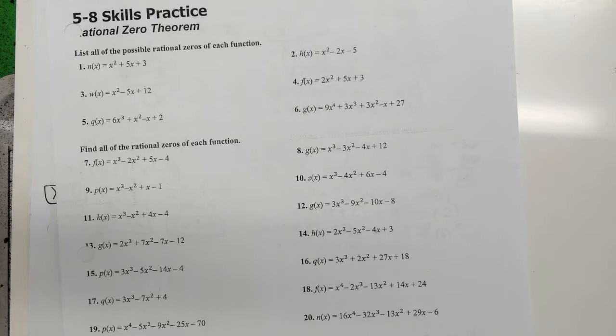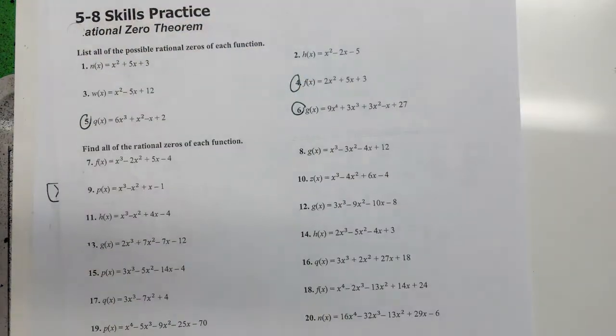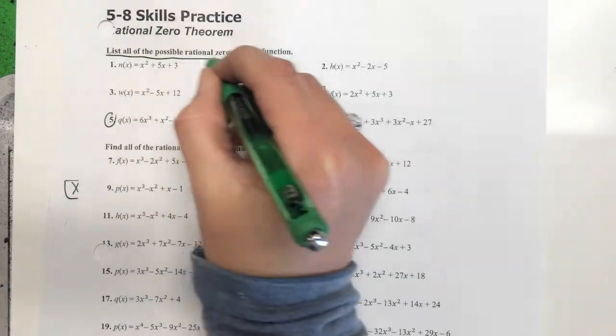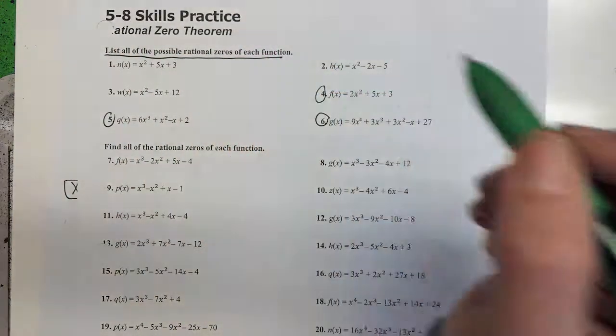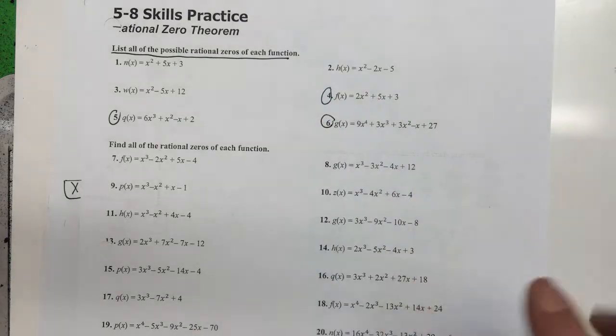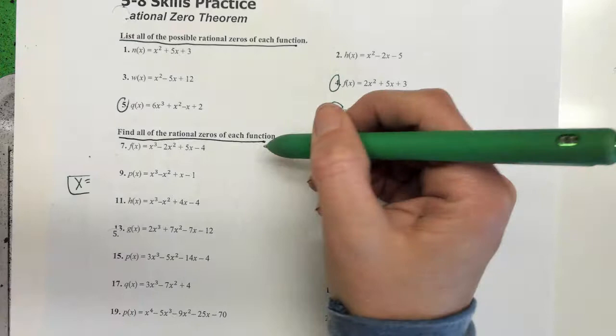Alright, so here's the ones you need to circle. 4, 5, and 6. And for these, you do not find all the zeros. What's the directions say? Remember when we did that yesterday at the beginning? In our notes, list all the possible zeros. Factor the first and last number and divide them. Alright, for this is what we just got done doing, finding actual zeros.